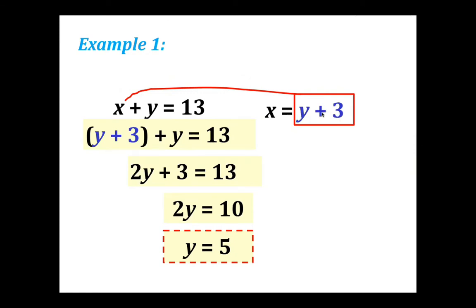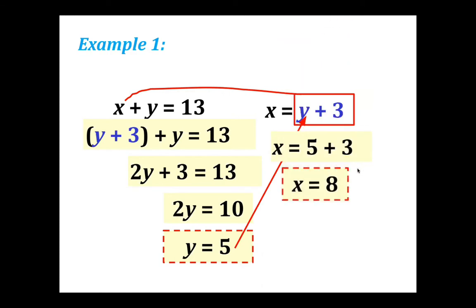I think x equals y plus 3 would be easier since it's already set to x, so I'll go ahead and plug in 5 for y. That would give me x equals 5 plus 3, and 5 plus 3 would just equal 8, so your x value would be 8. And finally, you can express your solution in an ordered pair, which is x, y, and that would look like 8, 5. And that's how you solve a system of equations by substitution.